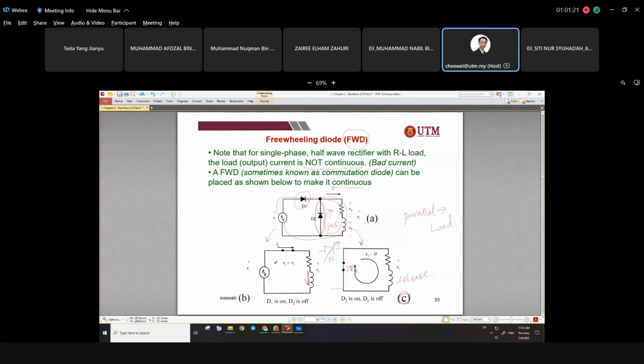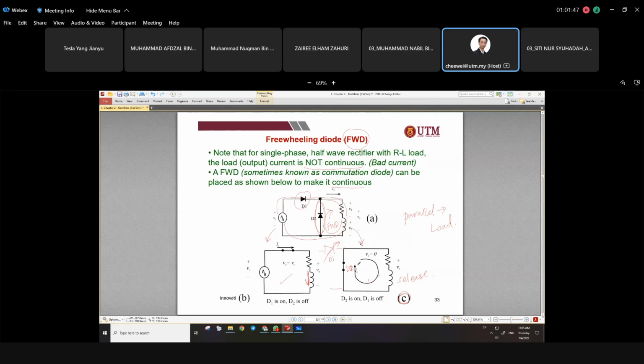Right? In B, D2 is not conducting because the original circuit is conducting. But in the negative half cycle, D2 is conducting. So what do you get? The current is flowing, right? That's why the current becomes continuous. Because from the first part, the current is flowing. In the negative part, the current is still flowing because the path is there.